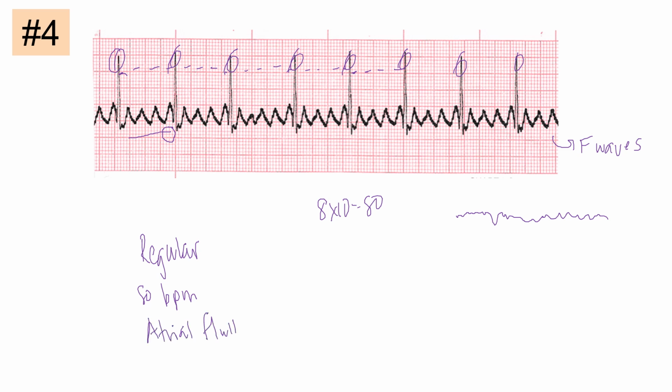And you'll just need to memorize the different characteristics of each rhythm. But we have a QRS, and then we have these little semi-pattern-like F waves, and we don't count them. Okay, so we have a regular rhythm, about 80 beats per minute, and it's atrial flutter.